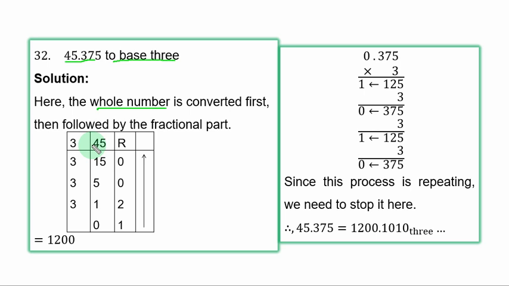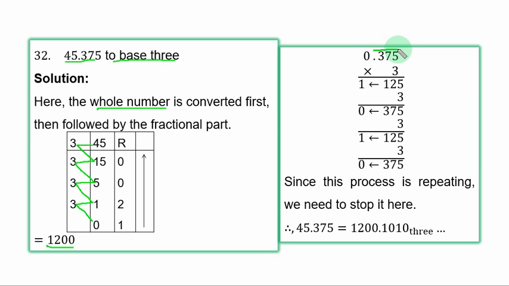So you have 45 divided by 3, 15, remainder 0. Divide 15 by 3, you have 5, remainder 0. Divide 5 by 3, you have 1, remainder 2. Divide 1 by 3 cannot, which means 0, remainder 1. So the answer is 1, 2, 0, 0 in base 3. So you keep that answer. Then we'll come here and convert the fractional part.